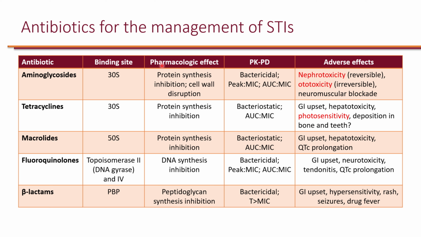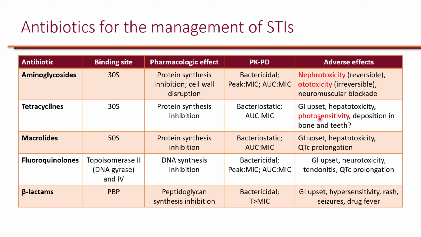Now, some of the antibiotics used for management of bacterial STIs include aminoglycosides, which we know bind to the 30S subunit of the ribosome and inhibit protein synthesis. Of course, aminoglycosides are associated with nephrotoxicity and ototoxicity. We'll also use tetracycline. Specifically, doxycycline has a big role for some of these infections. We know they bind to 30S subunits, similar to aminoglycosides, to inhibit protein synthesis.